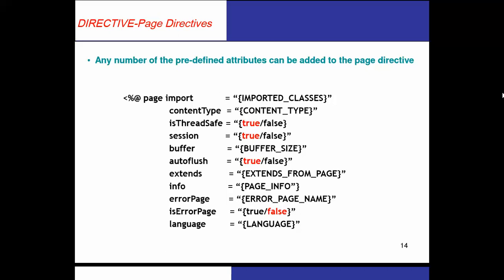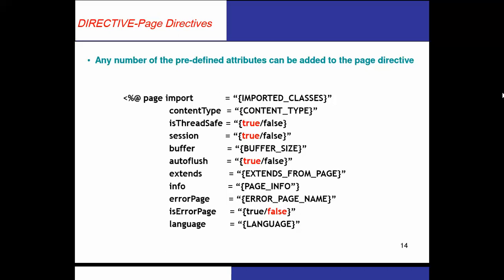The first one is page import equal to imported classes. Whatever class I want to import, I can just import those classes. Suppose I want to import from a Java file, such as java.util. You want to retrieve information, that is, retrieve the code from another file, like java.util.members, java.util.search, and so on.